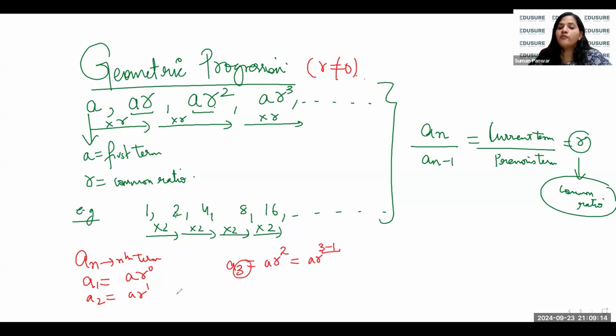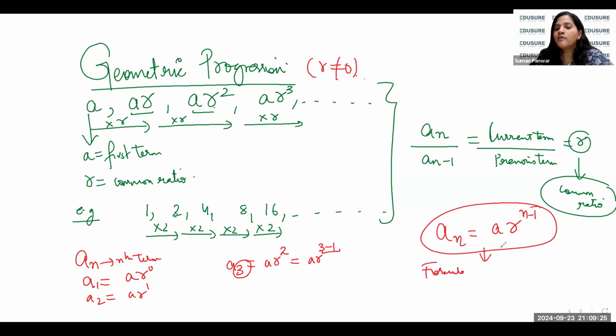So what is the formula for the nth term? First term, common ratio raised to the power n minus 1. So this is the formula for the general term of a geometric progression. किसी भी geometric progression की general term निकालने का formula है an equals to a multiplied by r raised to the power n minus 1. Now this is very, very important.